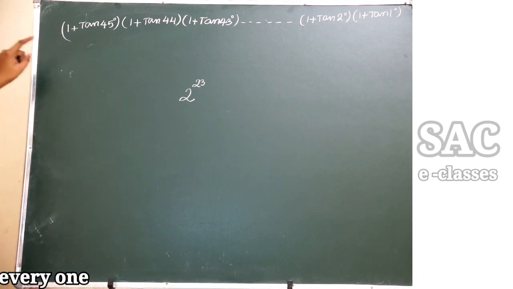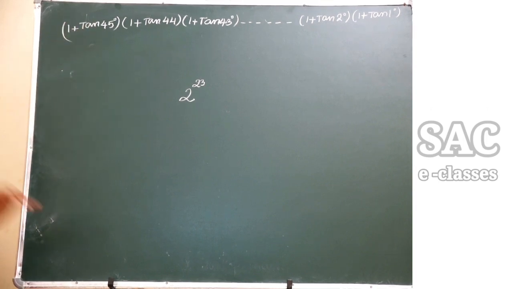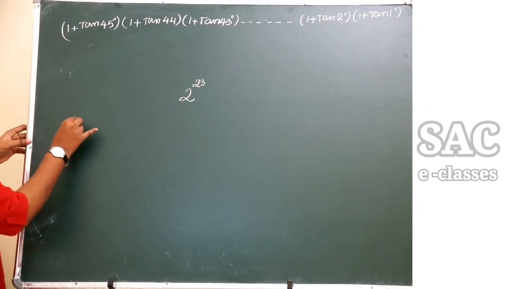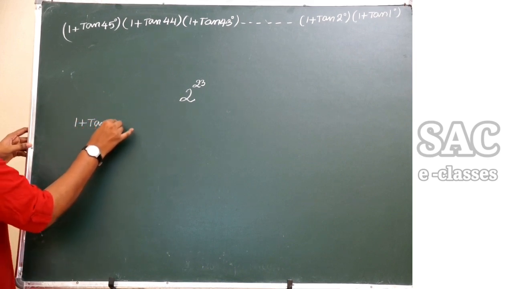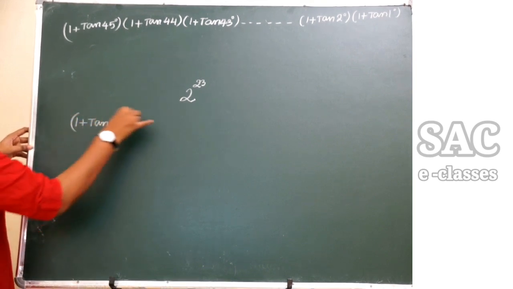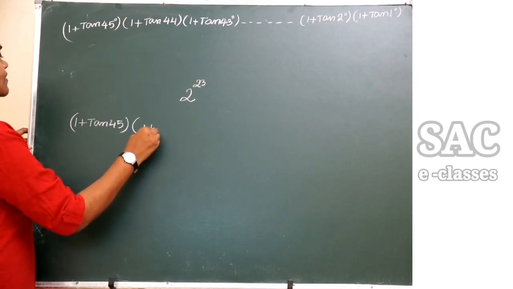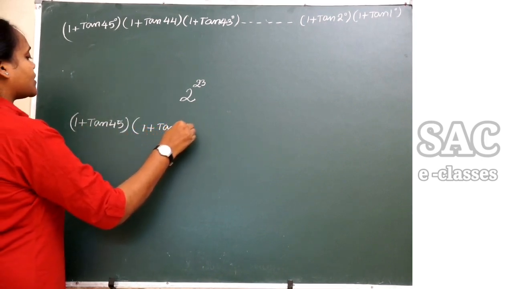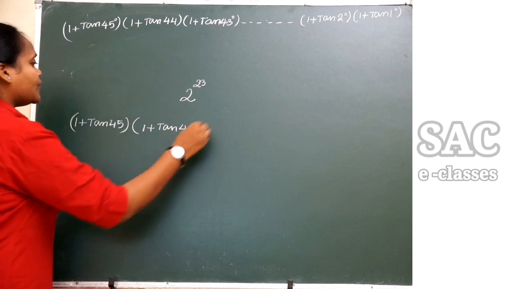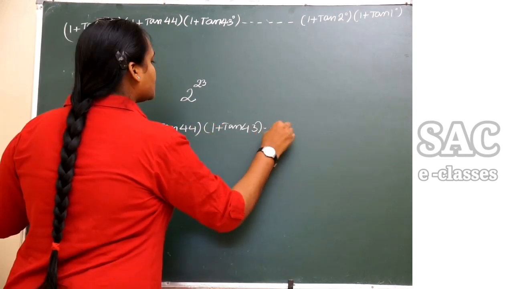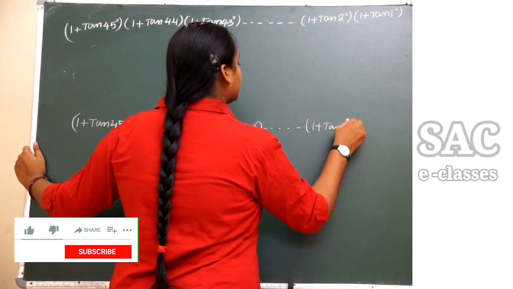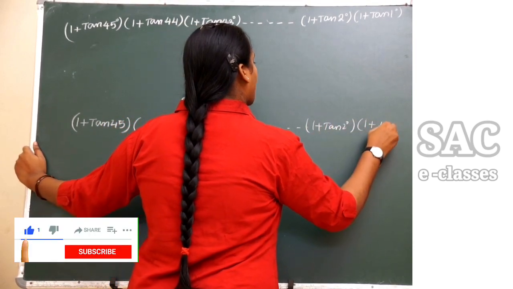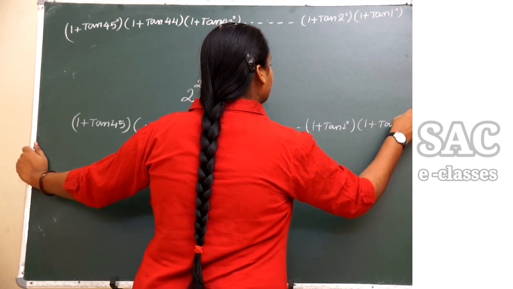Just observe the given expression. Let me crack this with the help of symmetry. I am writing whatever is given: (1 + tan 45°)(1 + tan 44°) and so on, down to (1 + tan 2°)(1 + tan 1°).